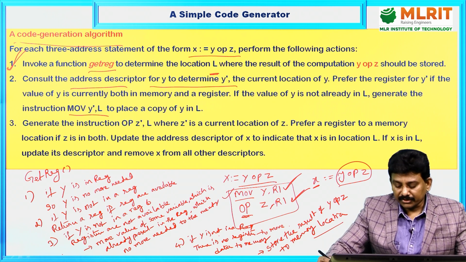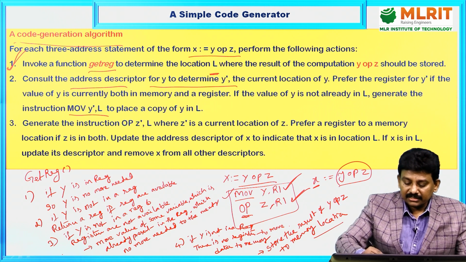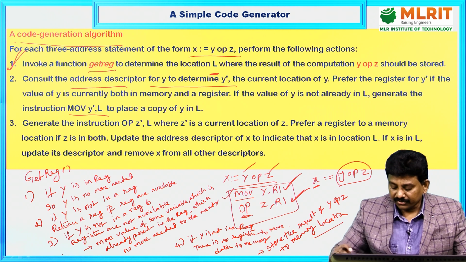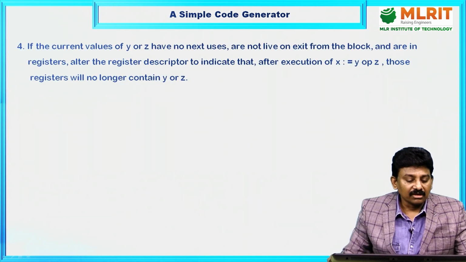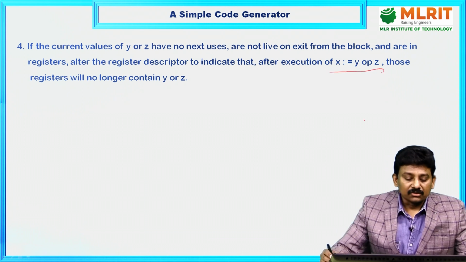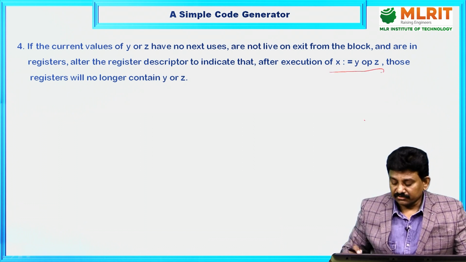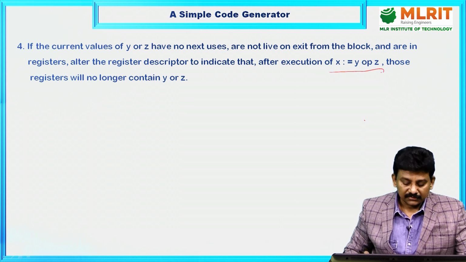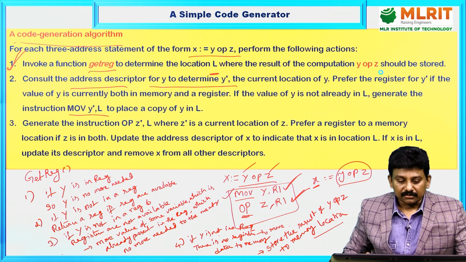After performing all the operations, if Y and Z are no more needed, free up the register. That is the fourth step. If the current values of Y or Z have no next uses, are not live on exit from the block, that is the basic block, at the exit of the basic block Y and Z have no use, so they are not live, and they are in registers. Alter the register descriptor to indicate that after execution of x is equal to y op z, those registers will no longer contain y and z, that is, we free up the registers. This is about the code generation algorithm.